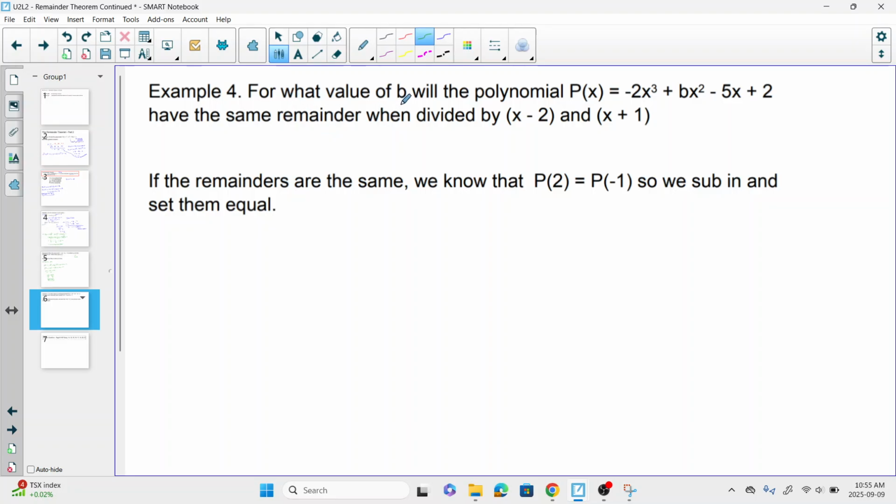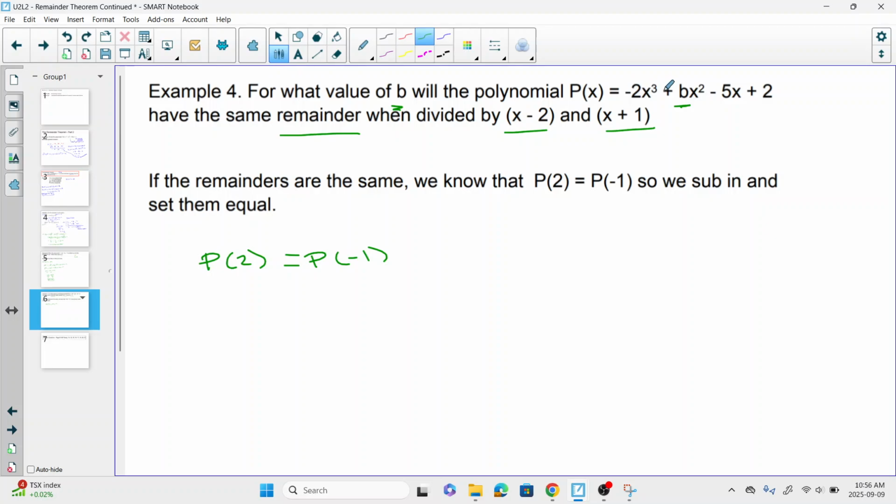So for what value of b will the polynomial p of x, here's our whole polynomial, have the exact same remainder when it's divided by x minus 2 or when it's divided by x plus 1? In other words, when will p at positive 2 be equal to p at negative 1?